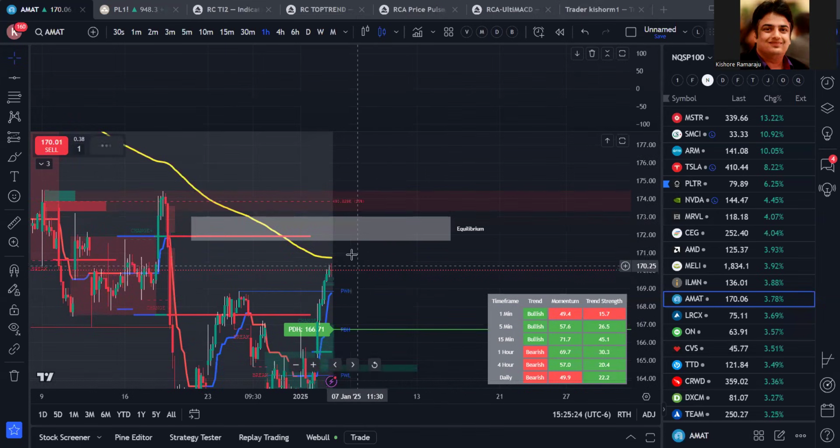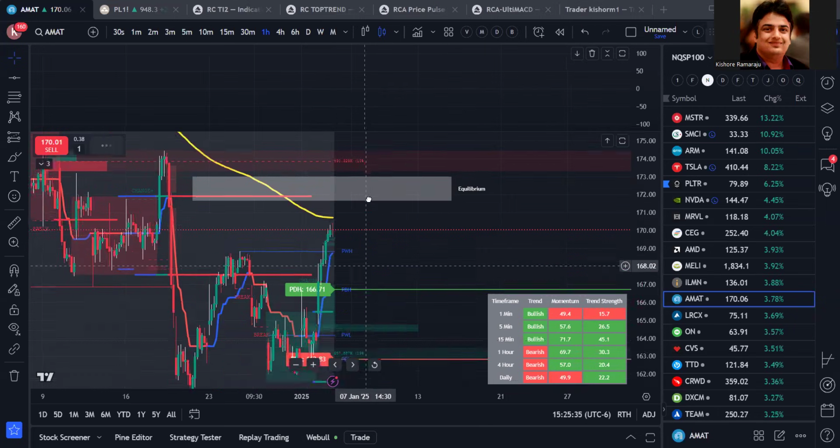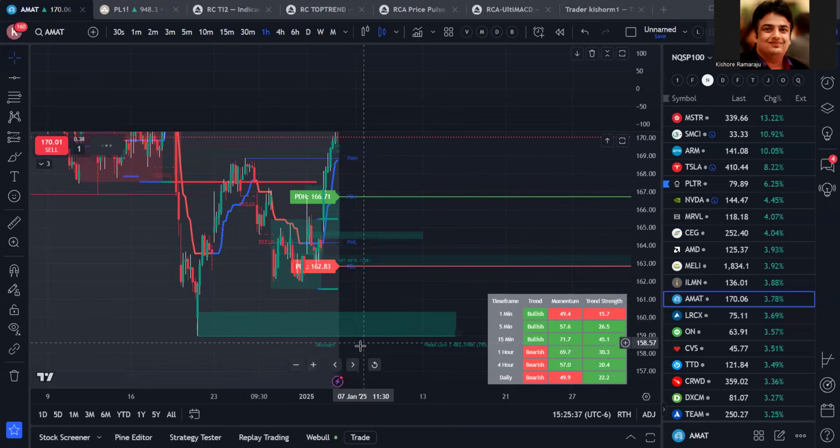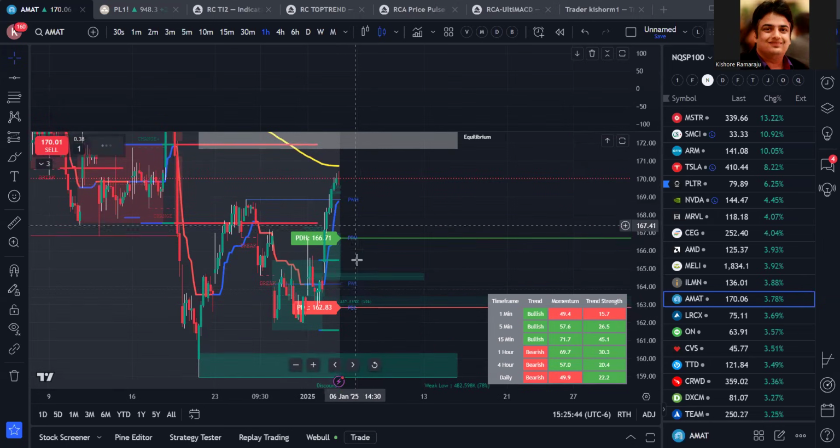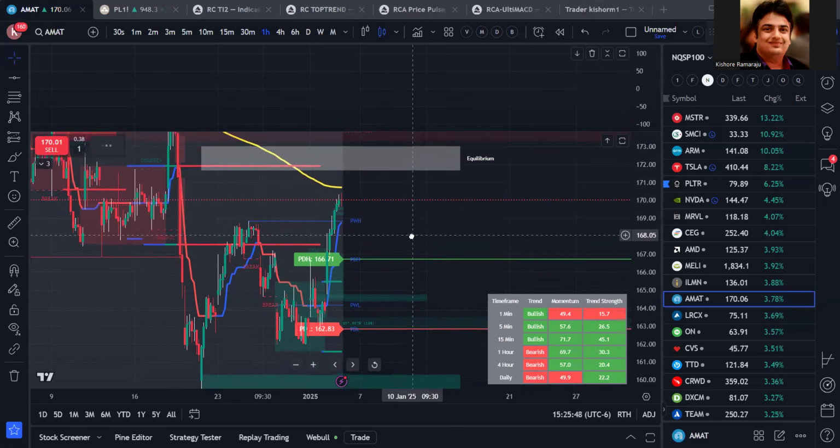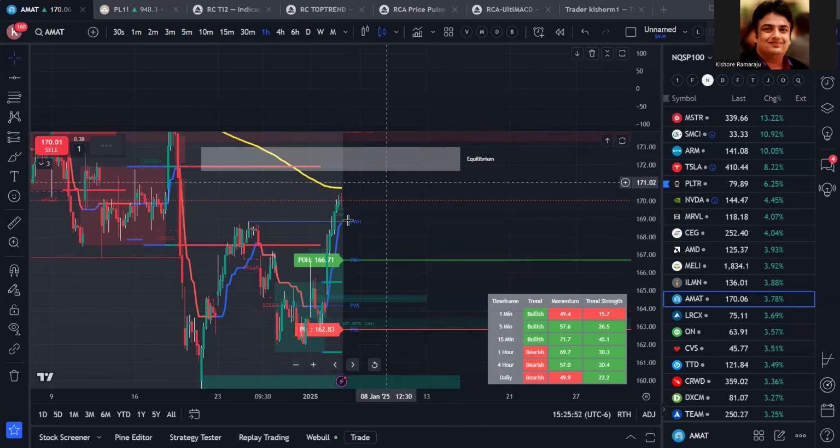With bull put spreads, the advantage is if it goes up, all the premium collected is yours. If it stays here, all the premium will be yours. If it goes a little bit down also, you can still make profits. Only if it goes all the way down do you have a risk. But we know that there are a lot of buyers here. So the chances for AMAT to go very much down are very, very low. So you have low risk and a 90-95% chance of making money when we do a bull put.